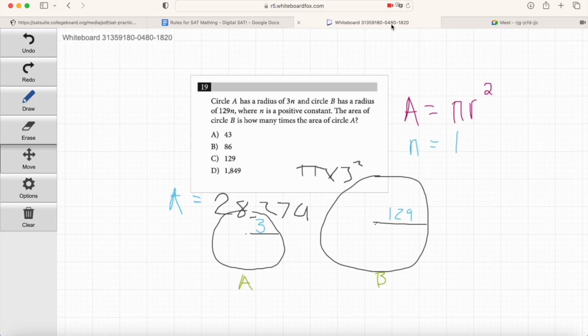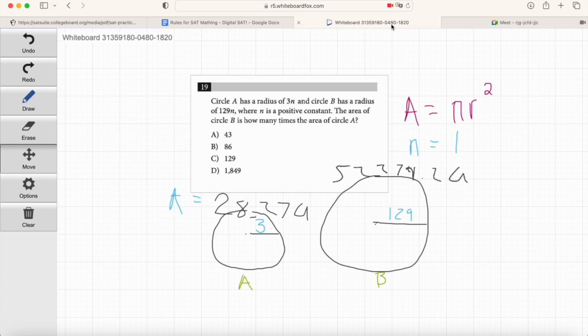And then the area of B, let's just do the same thing. Once again, we're just squaring the 129. That's going to be a big number. And then multiplying that by pi. So let's do that. I'm doing it on my calculator as well. It's a very big number. What is that number? It's 52,279 point 0.24, yeah.